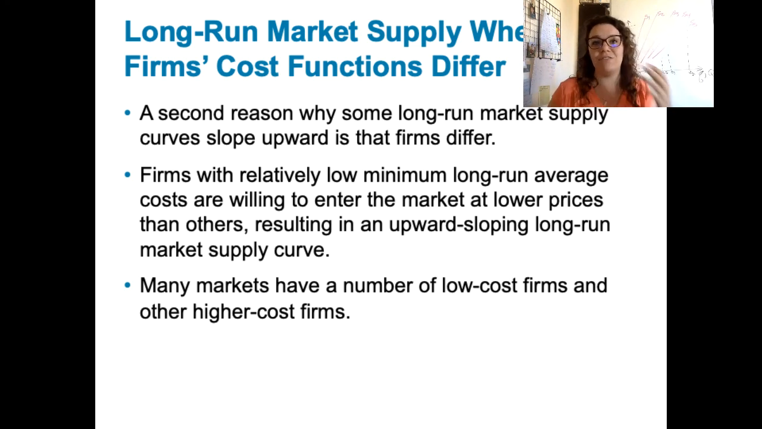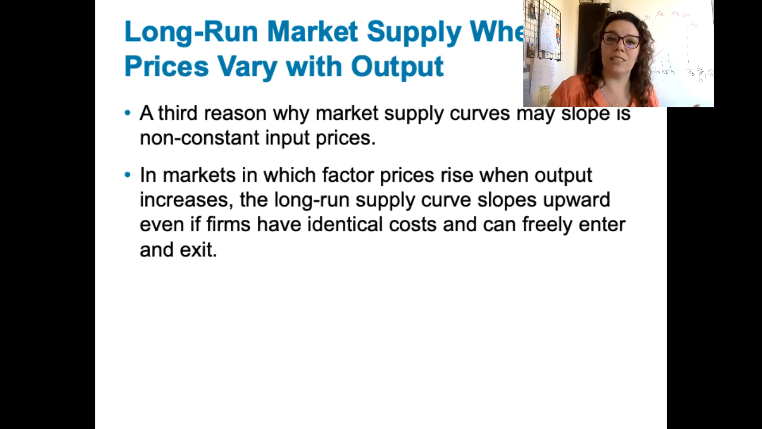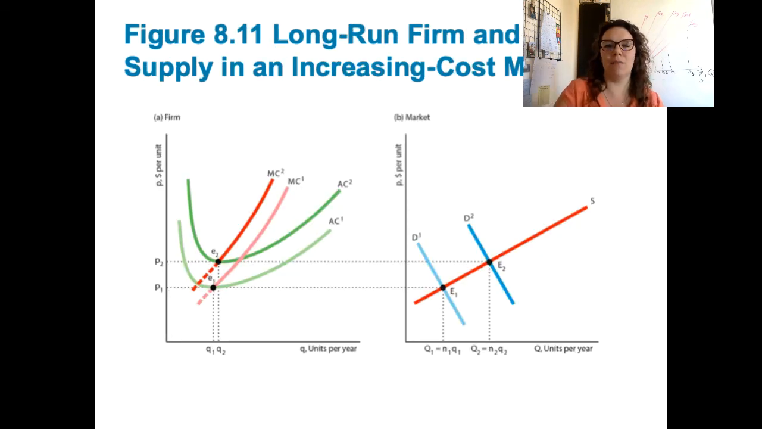If input prices vary, then we might see an upward sloping market supply curve, because factor prices drive that supply curve upward in the long run. They call that an increasing cost market. Here's an example of the long run firm with an increasing cost market. So here we see costs rising, and as production goes up, the cost associated with producing goes up. When we go from producing Q1 to Q2, the costs go up.